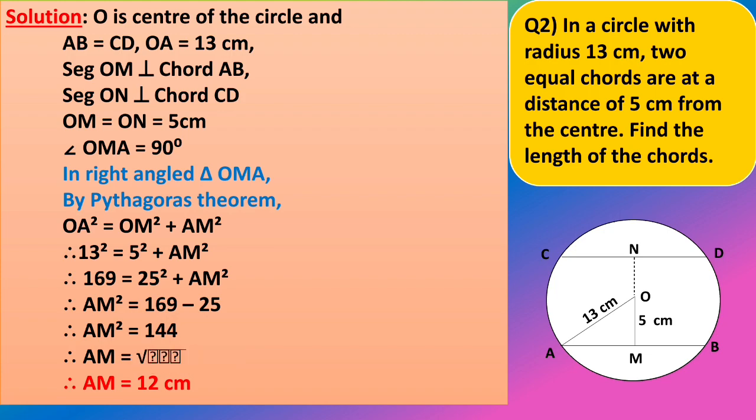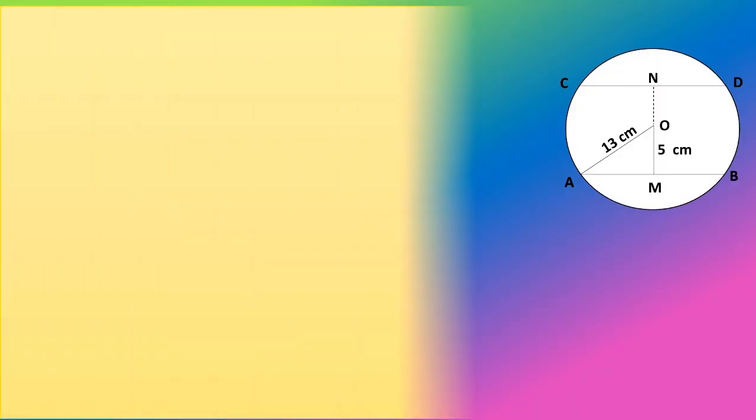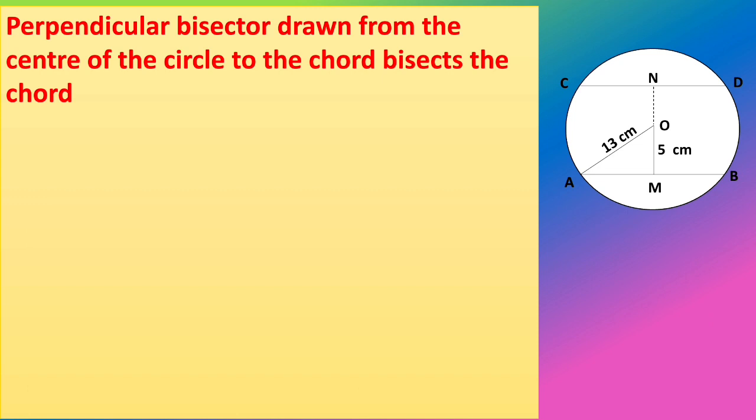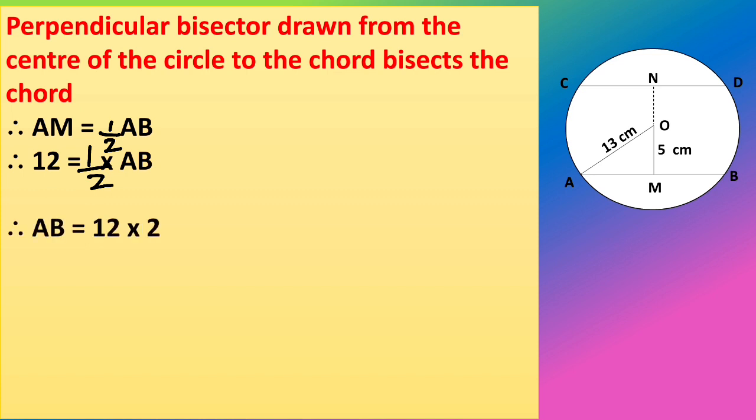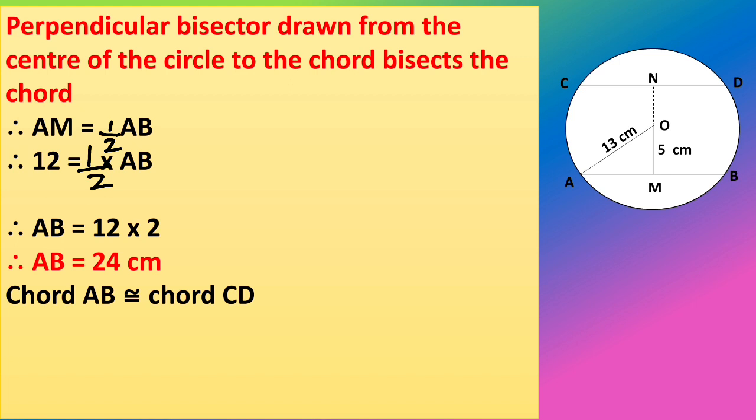Now we have to find the length of AB. Therefore, the perpendicular drawn from the center of the circle to the chord bisects the chord. It means the value of AB is 2 times AM. Here we can say AM equals half of AB. Substitute the value of AM, 12, which we got, equal to half of AB. Now 2 is in the denominator, it will go to the left side and become multiply. 12 times 2 is how much, student? 24. Therefore the length of AB is 24 centimeter.